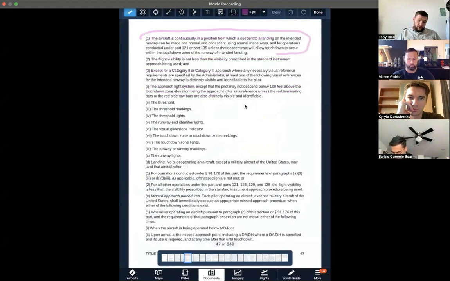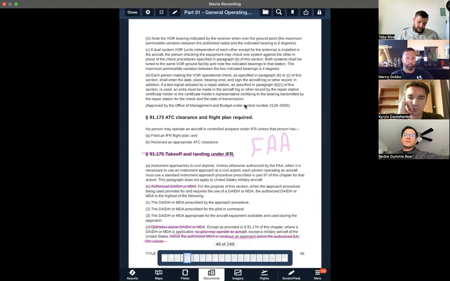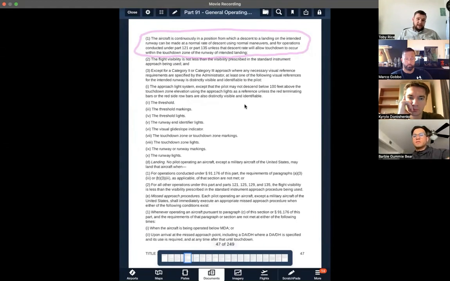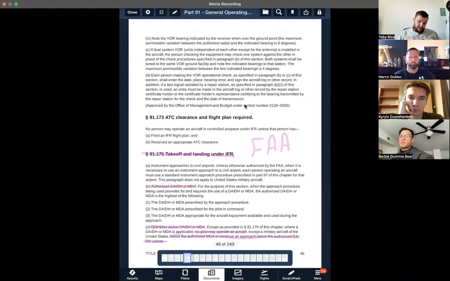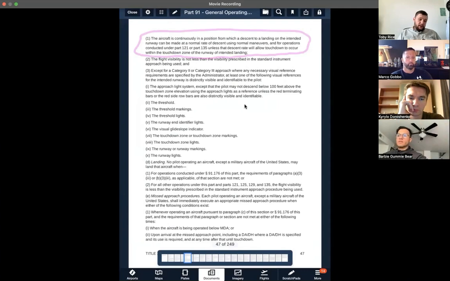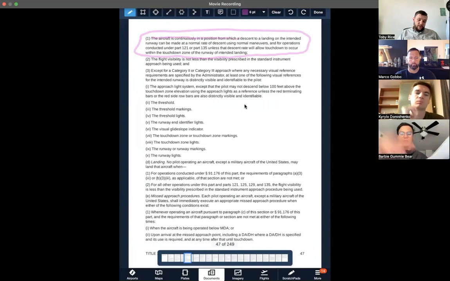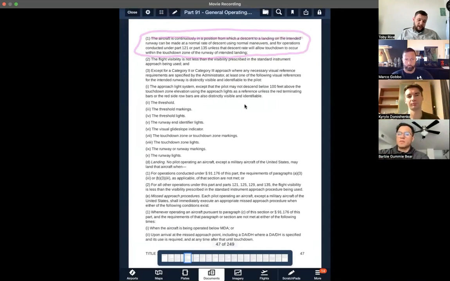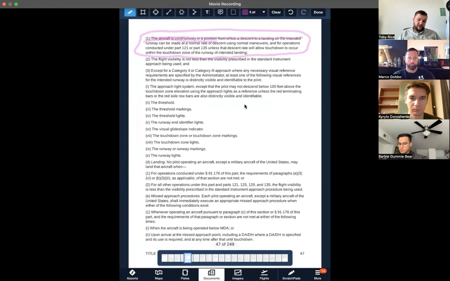Yes, exactly. If you look right here, 91.175. C1 says that you may not descend below the DA or MDA unless the aircraft is continuously in a position from which a descent to landing on the intended runway can be made at a normal rate of descent using normal maneuvers. And then if you're flying 121 or 135, that must be able to put you down within the touchdown zone.